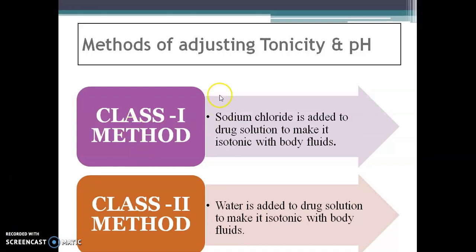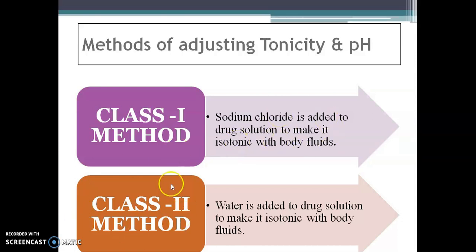In class 1 method, sodium chloride is added to the drug solution to reduce the freezing point of the solution to minus 0.52 degrees Celsius, and it also adjusts the tonicity with the body fluid.